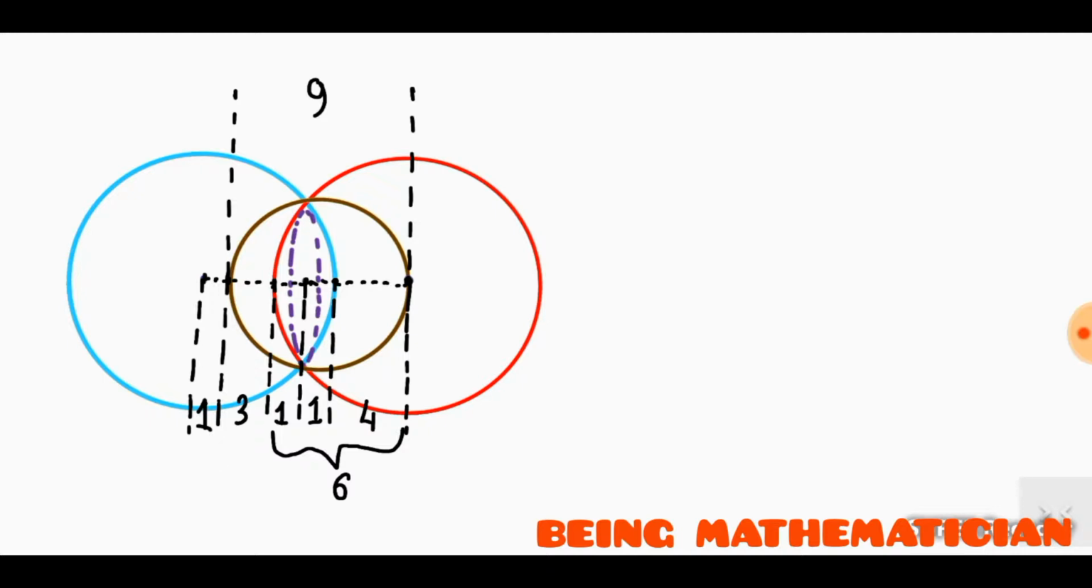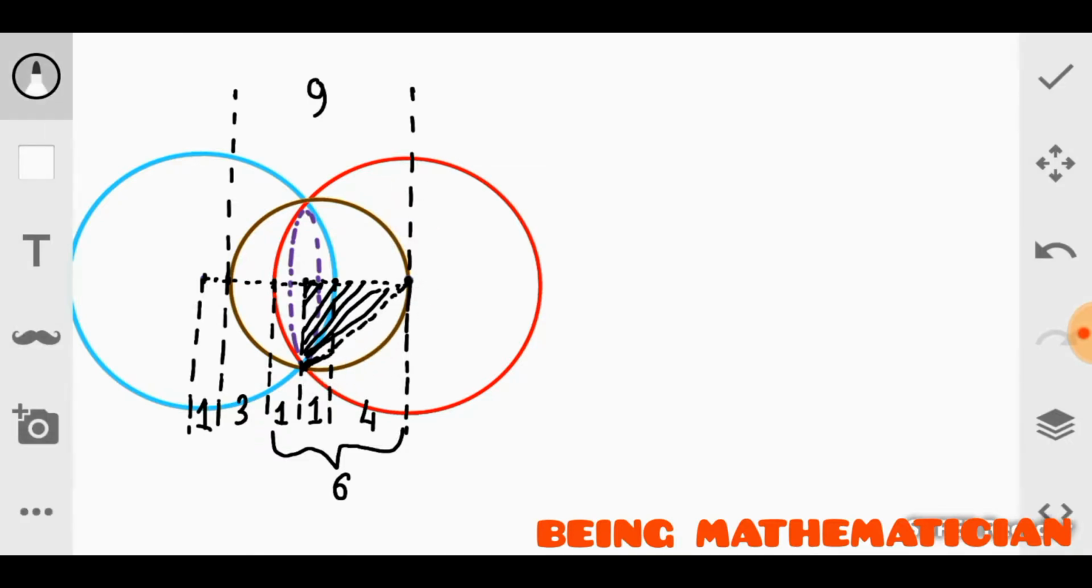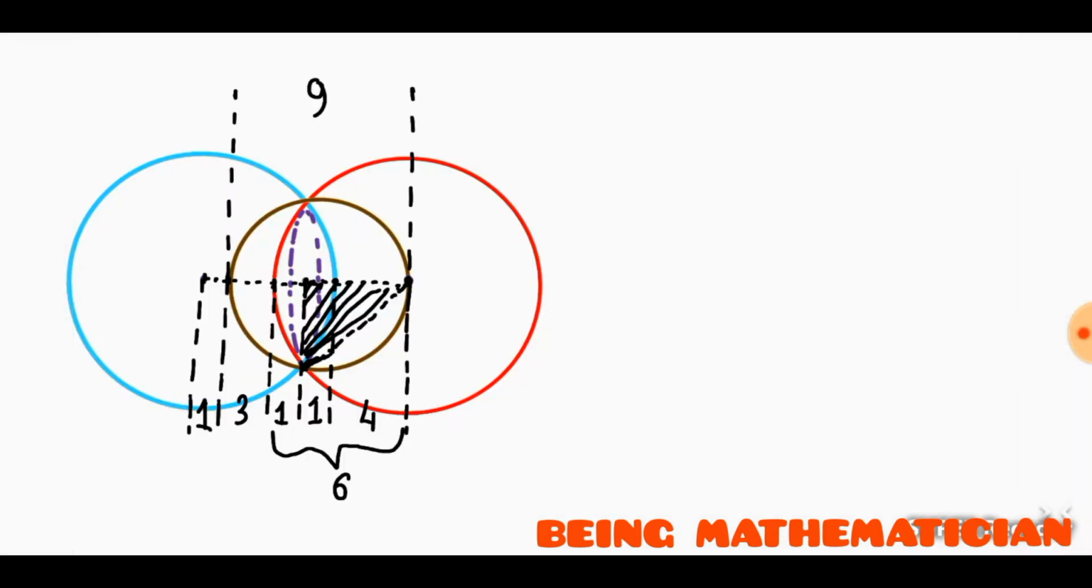Now we have to find the radius of this violet circle. So we join this point to this point and consider this triangle, and apply Pythagoras theorem. This length is the radius of the red sphere, so this will be 6 centimeter, and from this point to this point the length is 1 plus 4, that is 5 centimeter.